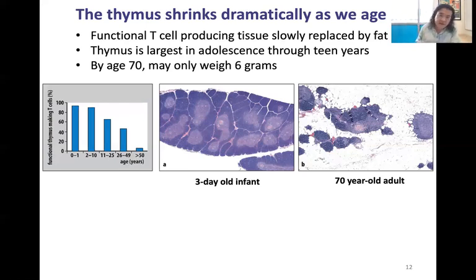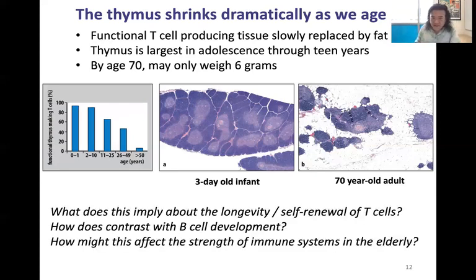So what I want to leave you with, because I know we're out of time, are these questions. What does this imply about the longevity or the self-renewal capabilities of T cells? How does this contrast with B cell development? And importantly, how might this affect the strength of immune systems in the elderly? Why is it that we all intuitively know that old people have a harder time having good, strong immune systems? Why is that?